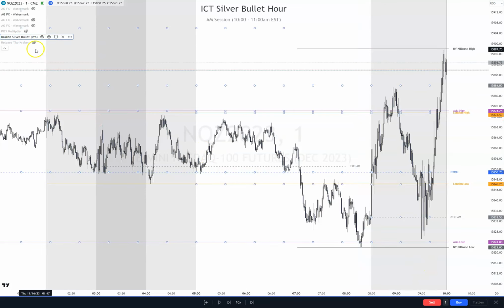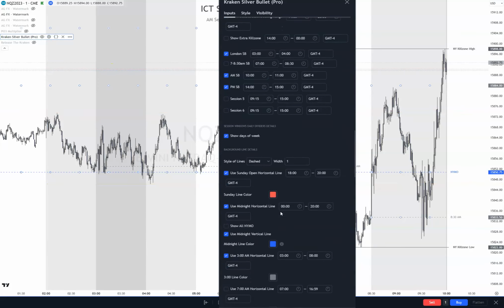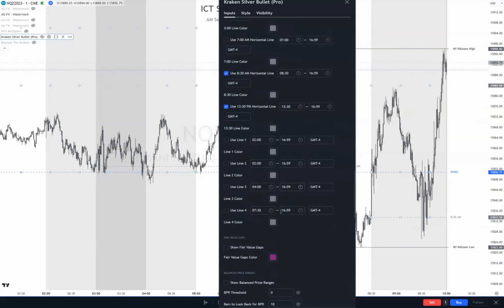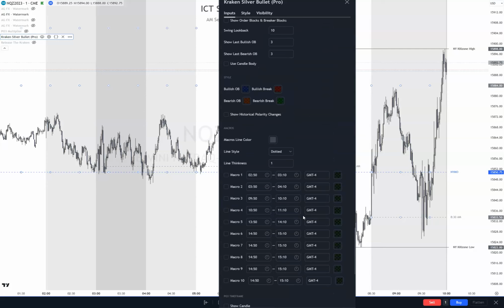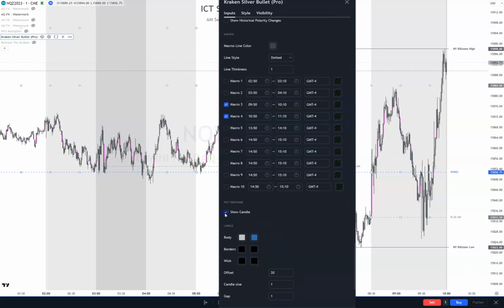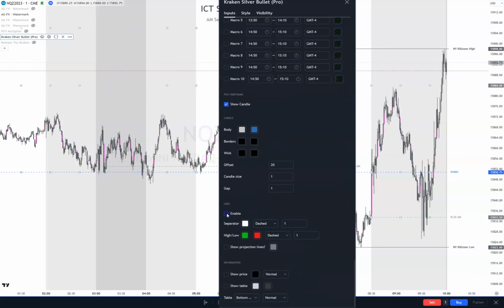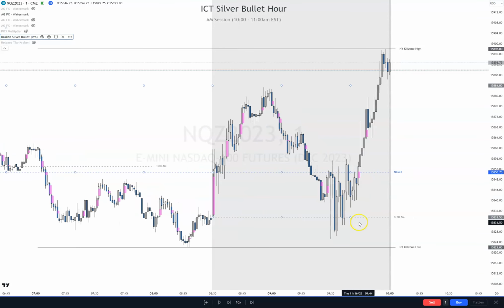Okay, let's also turn on some other stuff here. Let's turn on the fair value gaps. Let's look at the two macros. And let's turn on the power of 3 candle just for fun. So you see kind of what the silver bullet indicator actually can do.